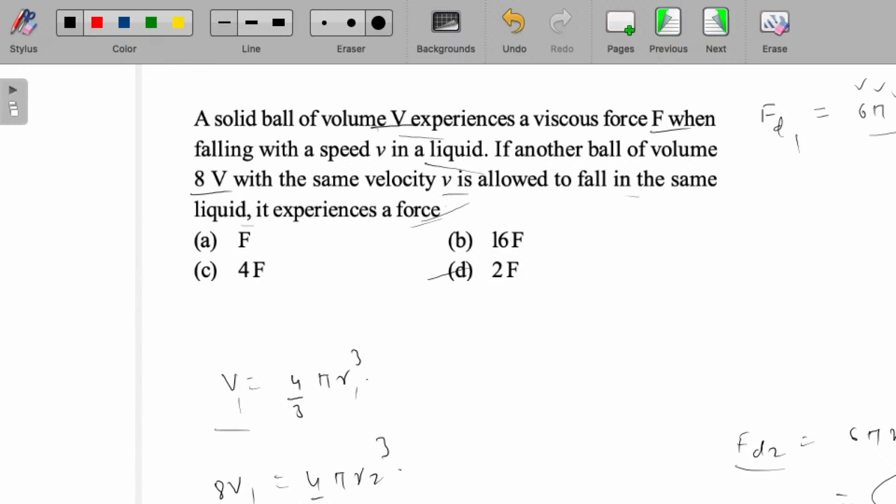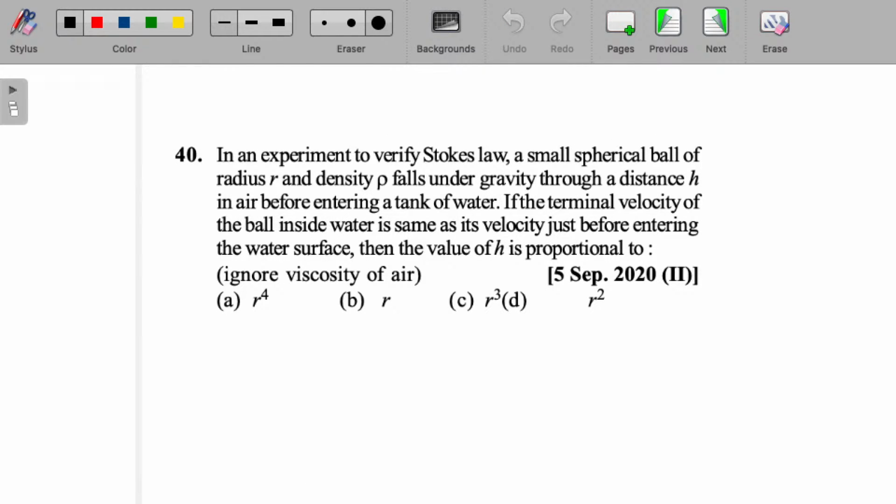So this is another model of question, and so let's take another question, which is from the mains 2020. In an experiment to verify Stokes law, a small spherical ball of radius r and density rho falls under gravity through a distance h in air.